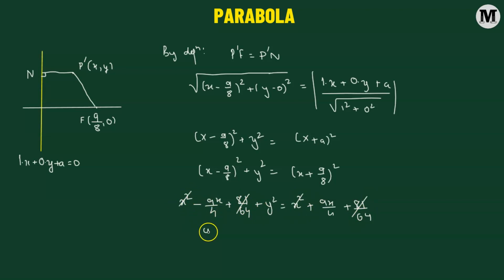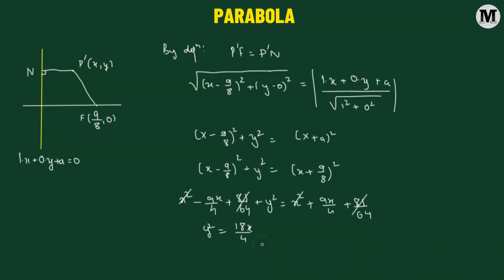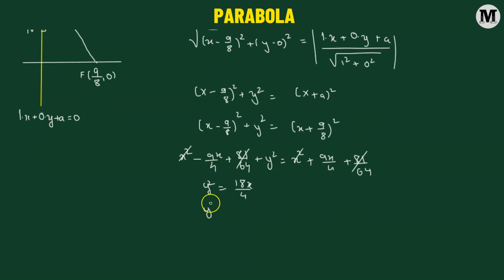This is going to give us y squared equals, so we transpose negative 9x over 4 to the right-hand side and combine it to get 18x over 4. So 18x over 4 can also be simplified to get 9 over 2 x. So this is going to be the equation of the parabola.